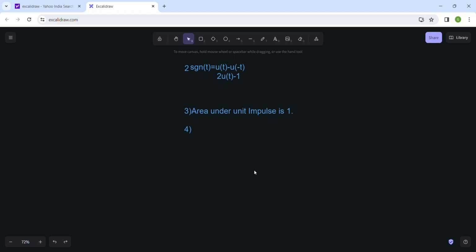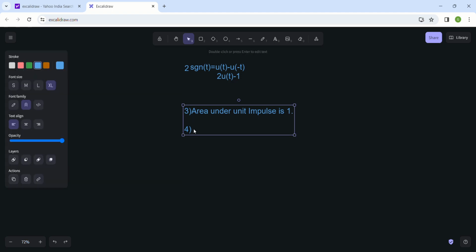Now the fourth one. u of n in discrete form plus u of minus n minus 1 is equal to 1. For the u of t signal we know u of 0, that means at t equals 0, its value is 1 by 2.